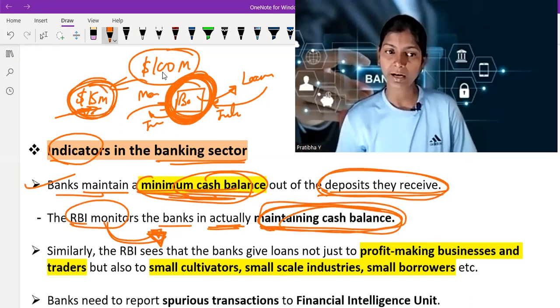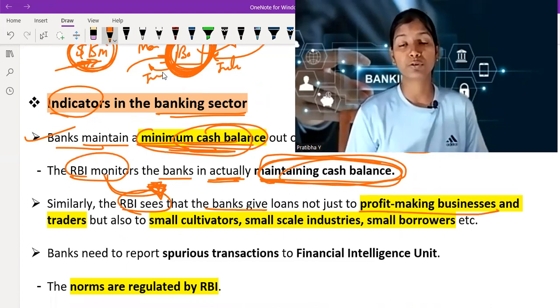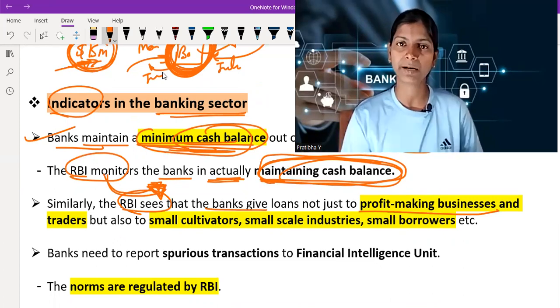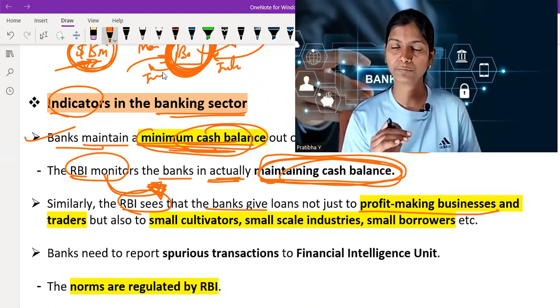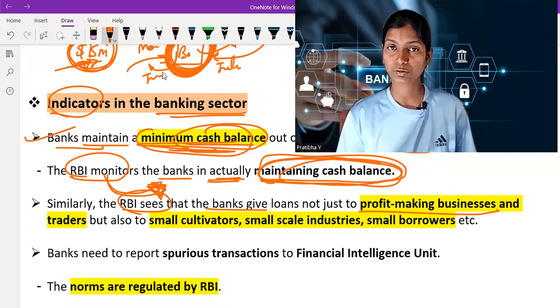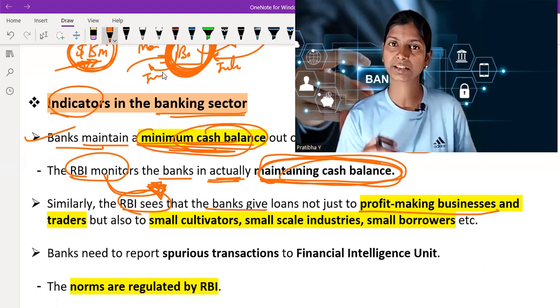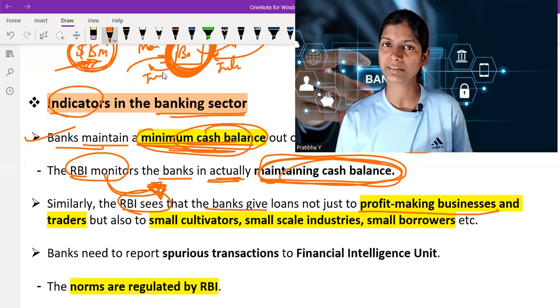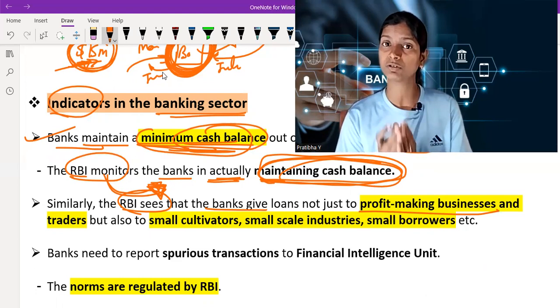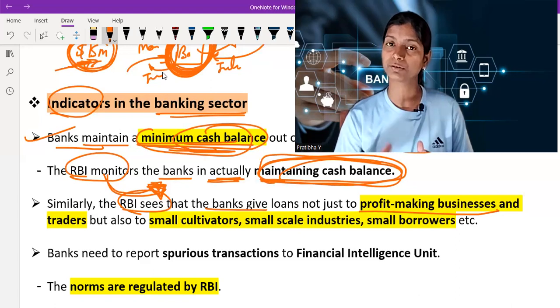Similarly, the RBI sees that banks give loans not just to profit-making businesses, because generally banks try to give money to those people from whom they earn more profit. Let's say I give a bank 10,000 rupees and I get an interest of 4%, but that bank gives this 10,000 rupees to a businessman and charges an interest rate of 10%. So they get 6% extra from that businessman. But if the bank gives this 10,000 rupees to a farmer, it is a rule of the government that you cannot charge a larger interest to farmers. So let's say it charges 5%. That means there is a margin of only 1%. If the bank gives money to the businessman, it gets a margin of 6%. If the bank gives money to the farmer, it has a margin of 1%.